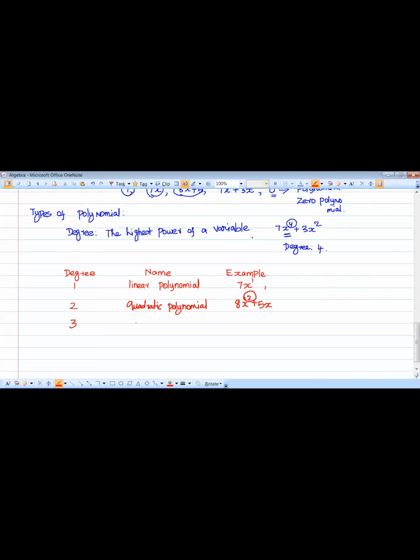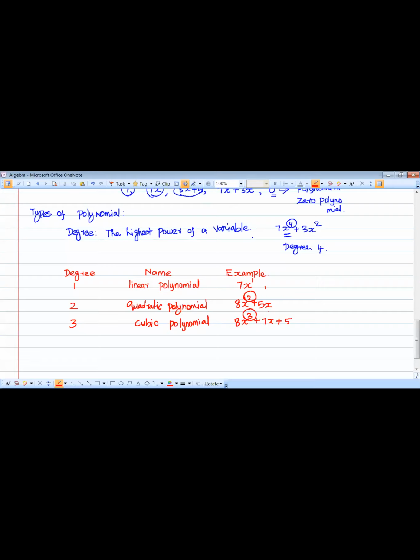Number 3. Degree 3 means cubic polynomial. We should remember all these names, yes, you must remember all these names. These are the most important types in your higher classes. Cubic polynomial means, for example, 8x power 3 plus 7x plus 5. Okay, what is the degree of this polynomial? 3.